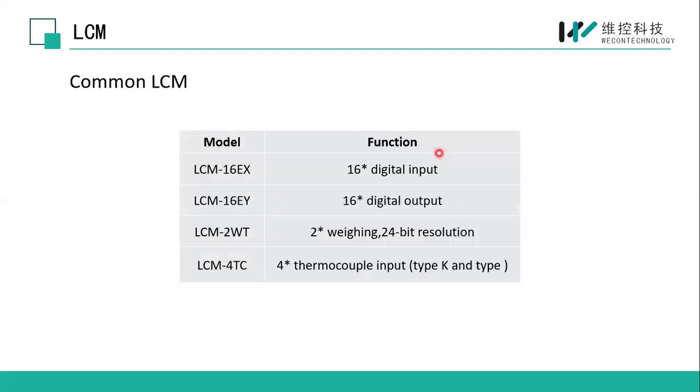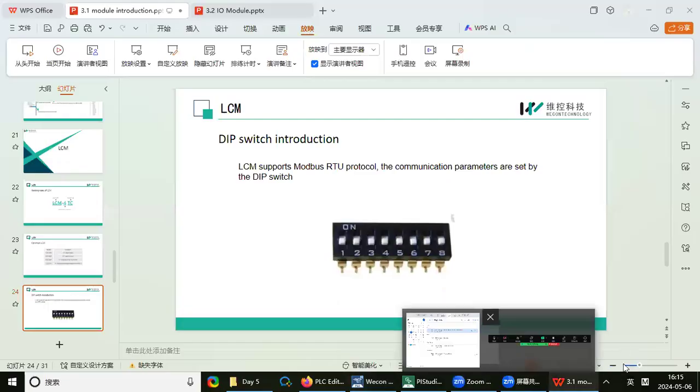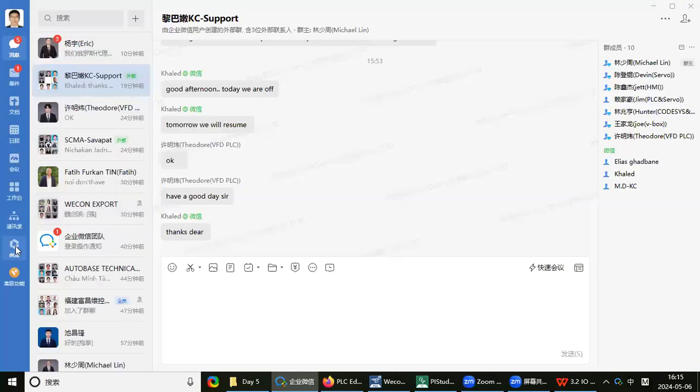Now we have four LCM modules: digital input module, digital output module, analog module, and the temperature module with the thermocouple type K or type J. Sorry, I left out type J here. Let me show you the picture of the LCM module.